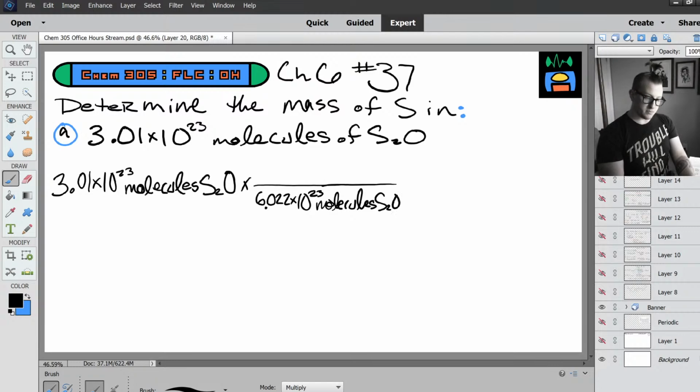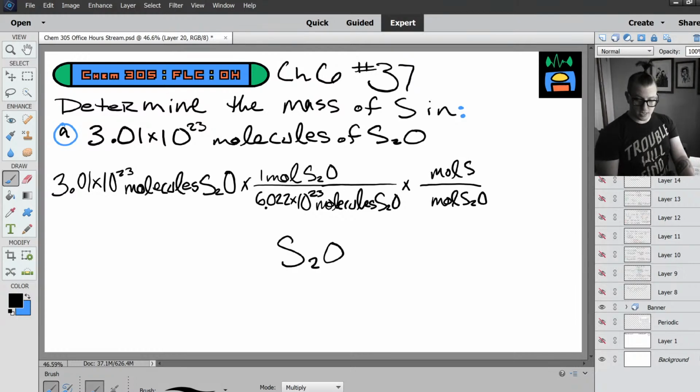To convert from molecules to moles. Next, we want to convert from moles of S2O to just moles of sulfur. And again, this unit conversion comes from just the chemical formula. 1 mole of S2O has 2 moles of sulfur atoms in it, 1 mole of S2O has 2 moles of sulfur in it.